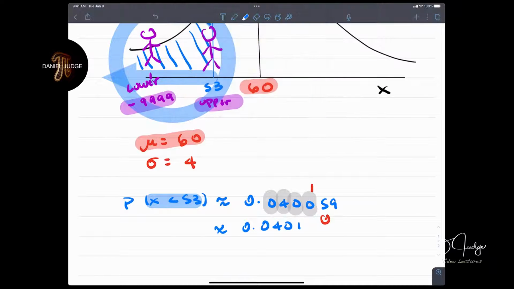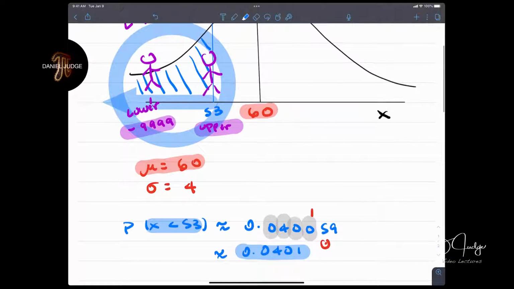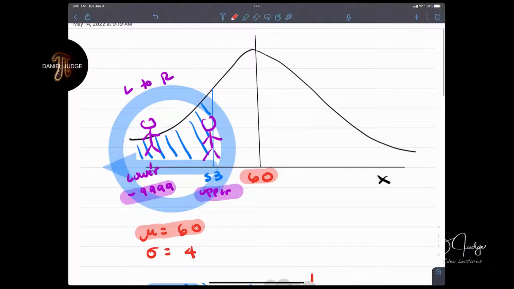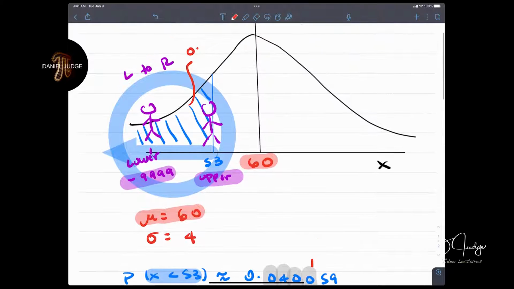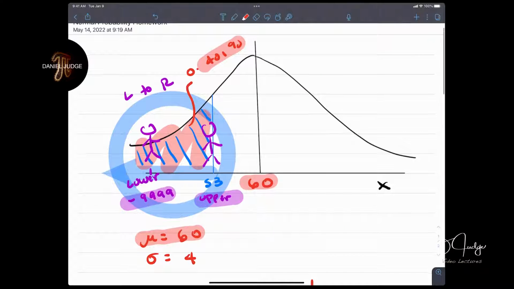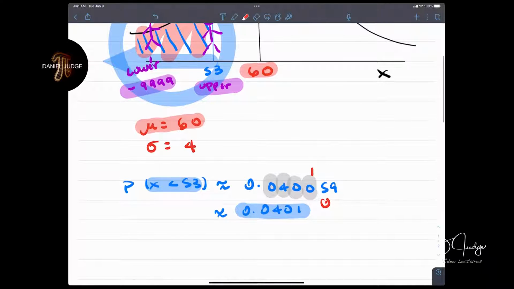This is the probability. Okay? This is the probability, which corresponds to really saying, if I move my decimal, if we want to talk about percents, this will be 0.401%. 0.401% of the bow is shaded here. And this is what they're looking for. But as a probability answer, it's 0.0401.